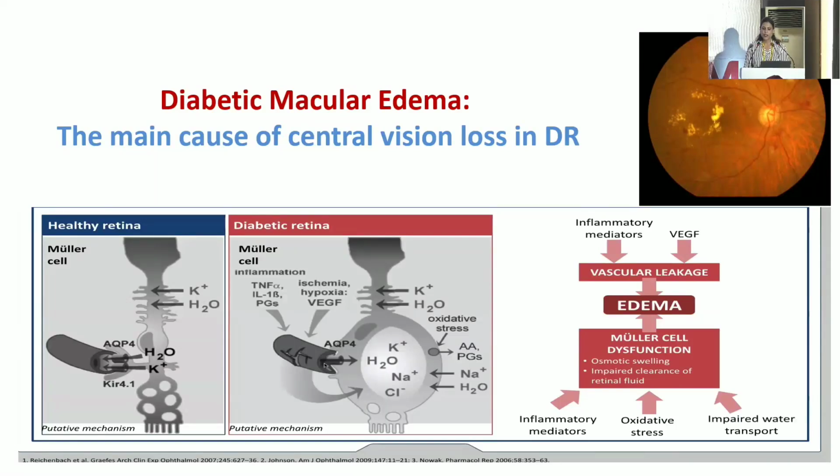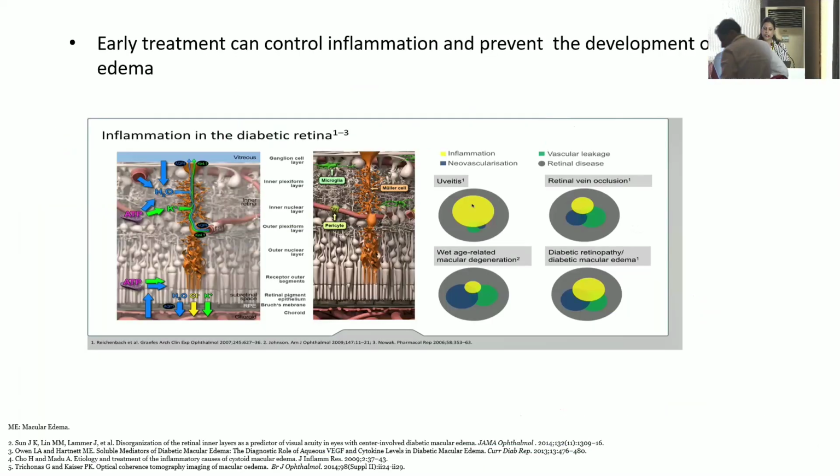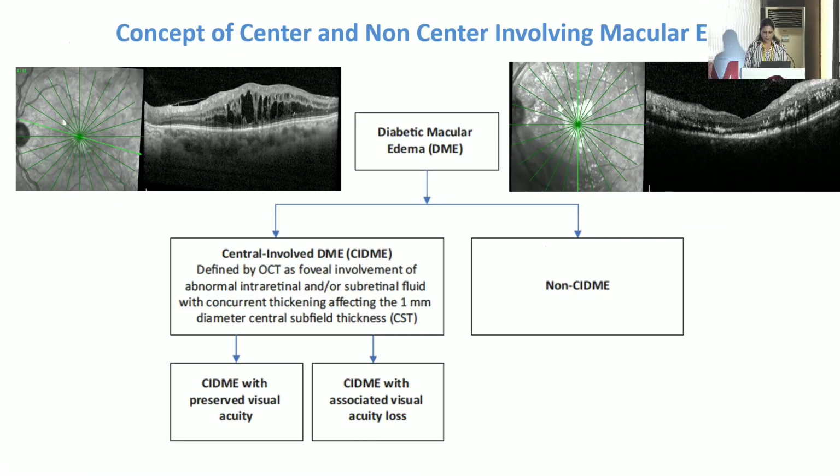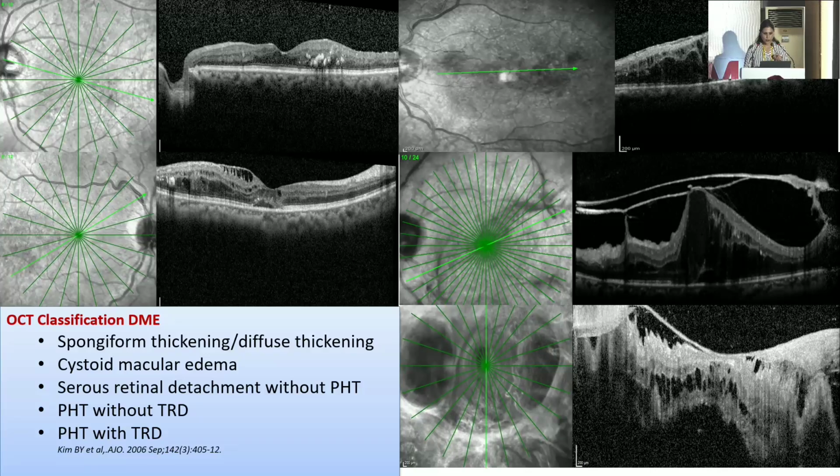Now it's well established that inflammatory mediators like interleukin-6 and TNF-alpha, along with VEGF, play a role in the pathophysiology, and early treatment can control inflammation and prevent the development of edema. OCT is the most important imaging tool for diagnosis, management, and prognosis of DME. The concept of center involving DME is important. When there is intraretinal or subretinal fluid or thickening involving the 1 millimeter diameter from the fovea, it's center involving.